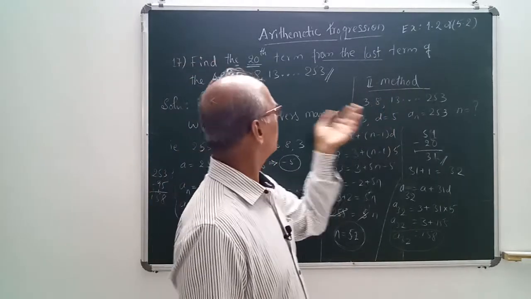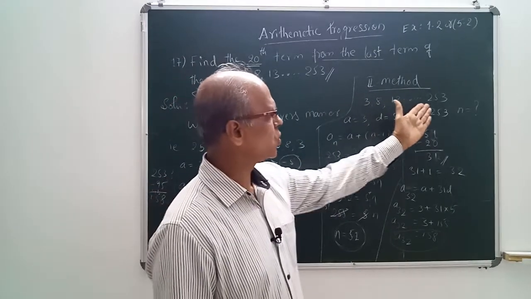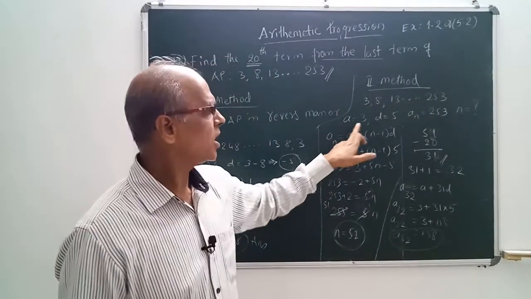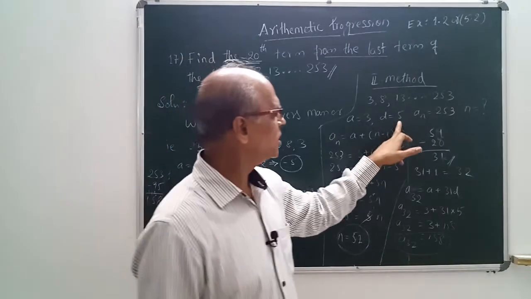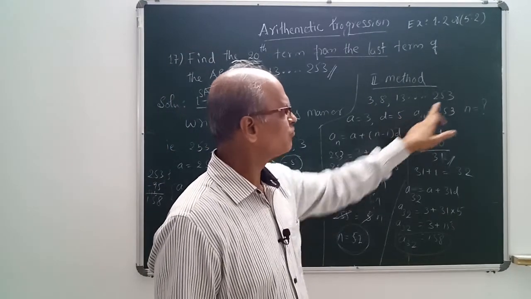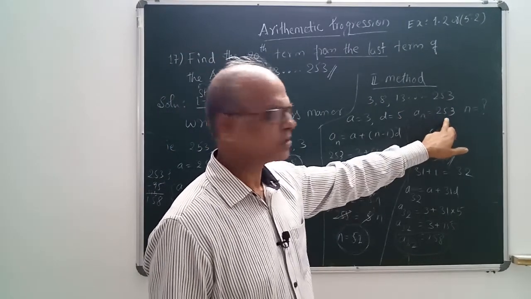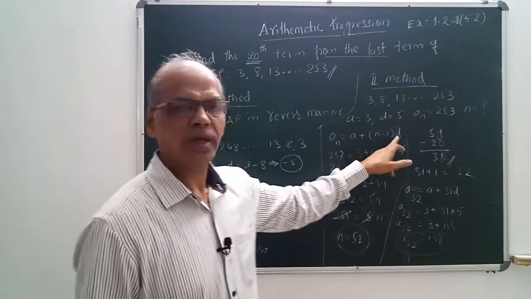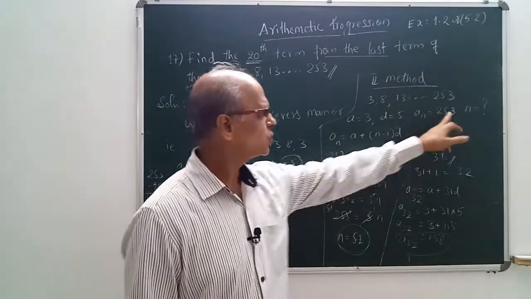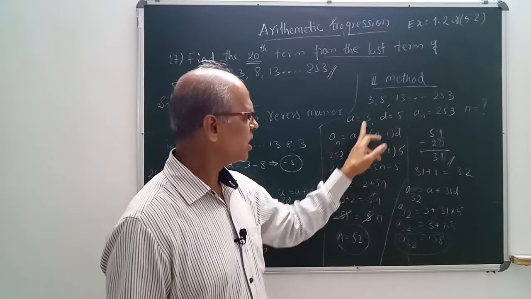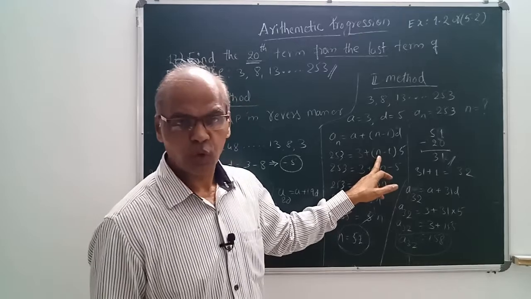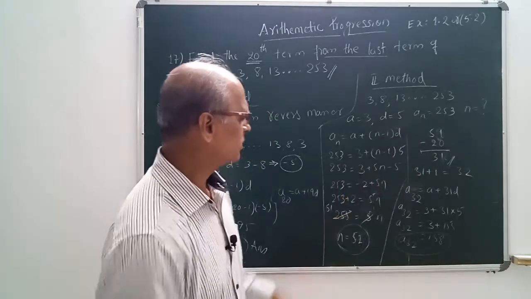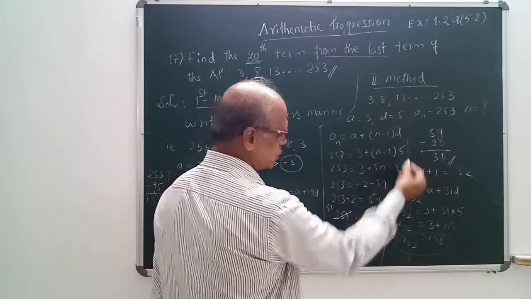What I have written here is 3, 8, 13 and so on up to 253. That means this is the given AP. A is equal to 3. Then D is equal to 8 minus 3 is 5. This I have taken as An equal to 253. Find what is n. Now An is equal to A plus n minus 1 D. An is 253, equal to A is 3 plus n minus 1 times D, which is 5. Now simplify.